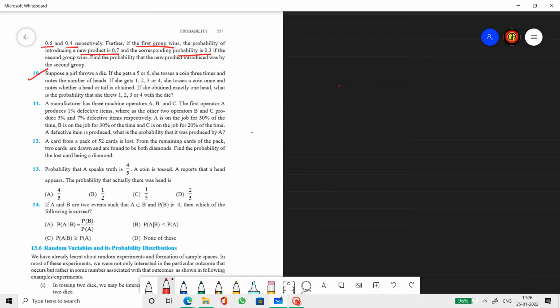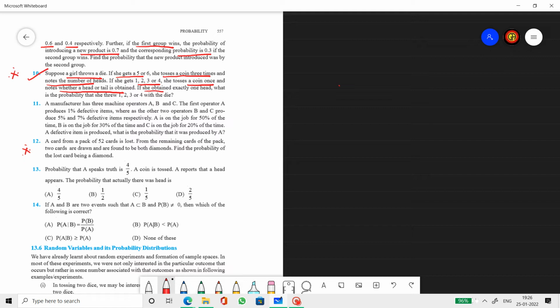The 10th question is an important question, just like the ones that I left out. The 5th is important, the 1st is important, the 10th is important, the 12th is important. So first let's take the 10th question. Suppose a girl throws a die. If she gets 5 or 6, she tosses a coin 3 times and notes the number of heads. If she gets 1, 2, 3, 4, she tosses a coin only once and notes whether a head or a tail is obtained.